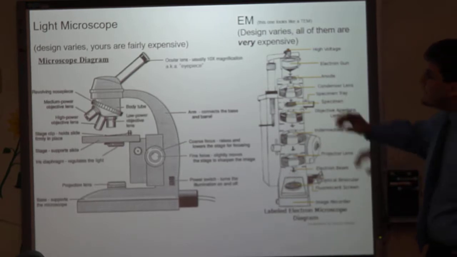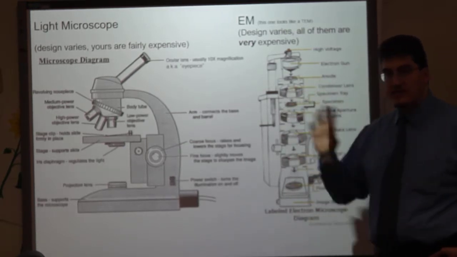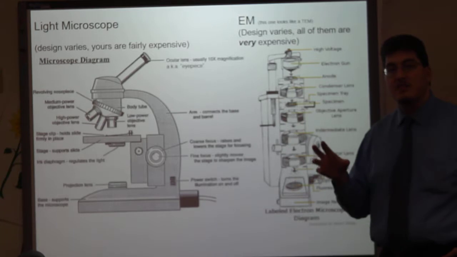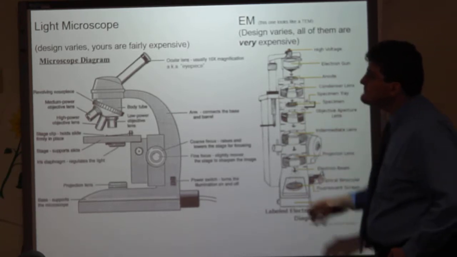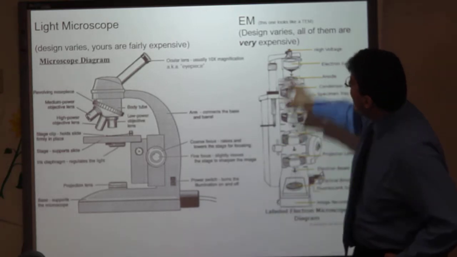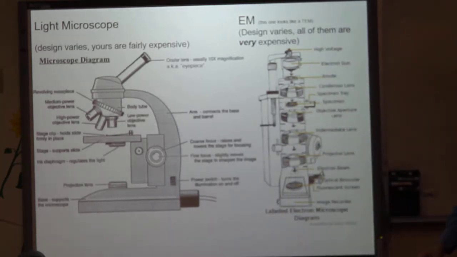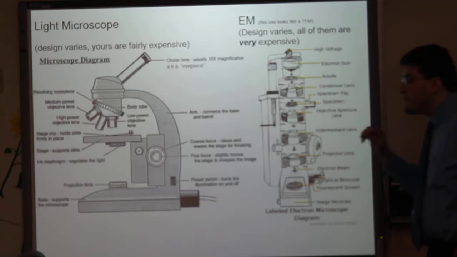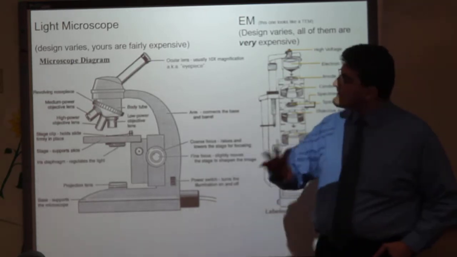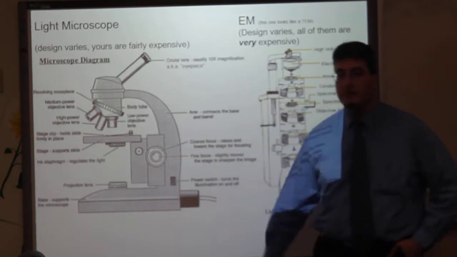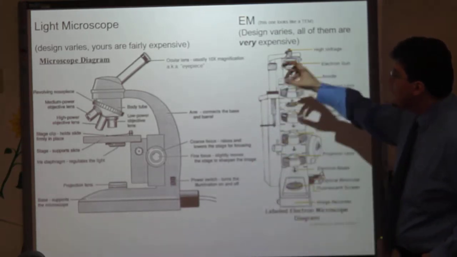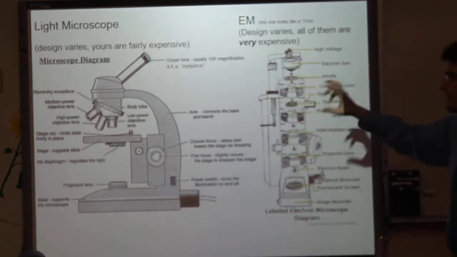So here are the differences between the two different types of microscopes that we are going to discuss for the most part as part of the AS level curriculum: light microscopes and electron microscopes. The light microscope design will vary, but effectively you're going to have an eyepiece, your ocular lens, usually 10 times magnification. You'll have a revolving nose piece.